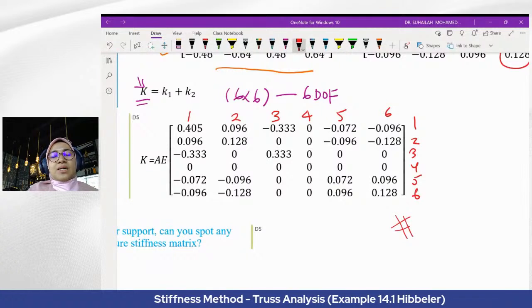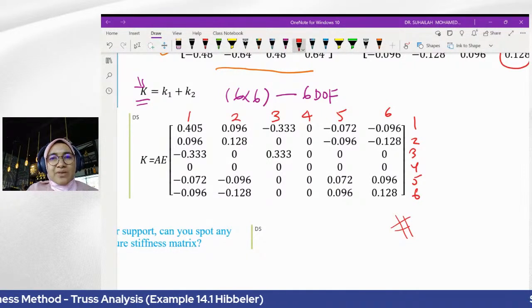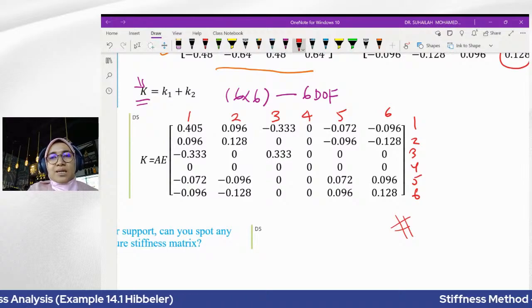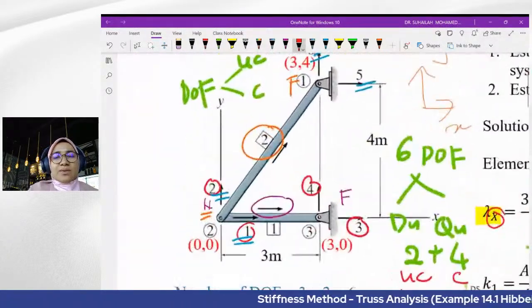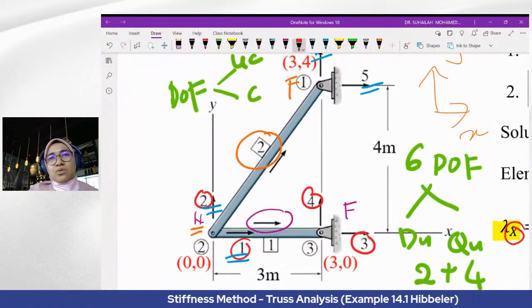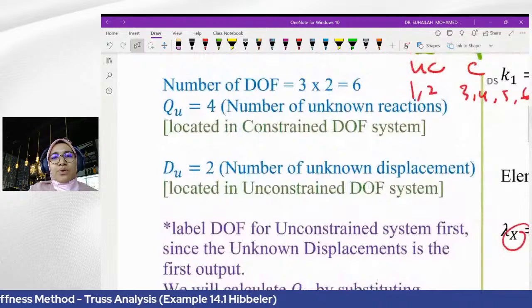So this is the final answer, the structure stiffness matrix for this truss, where the truss has two pin supports.